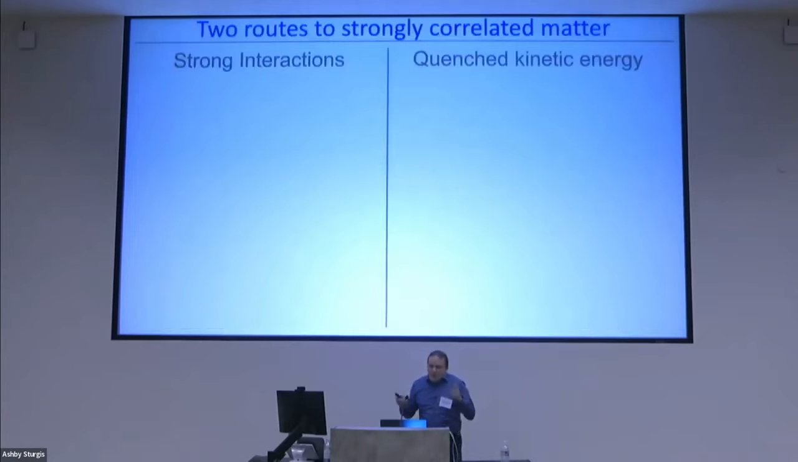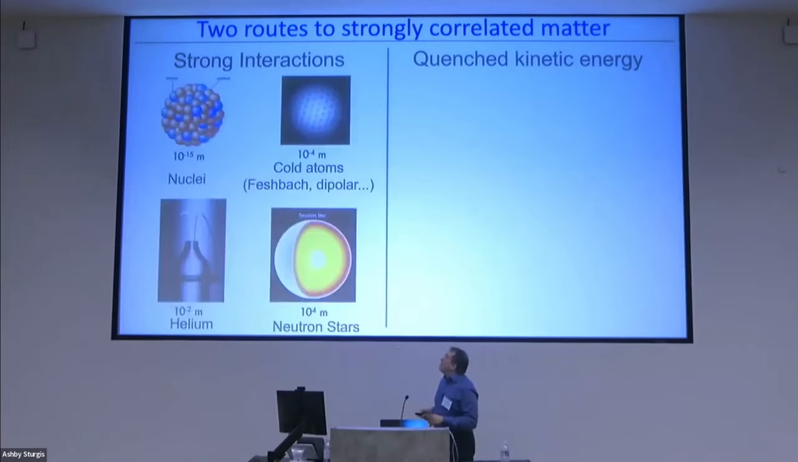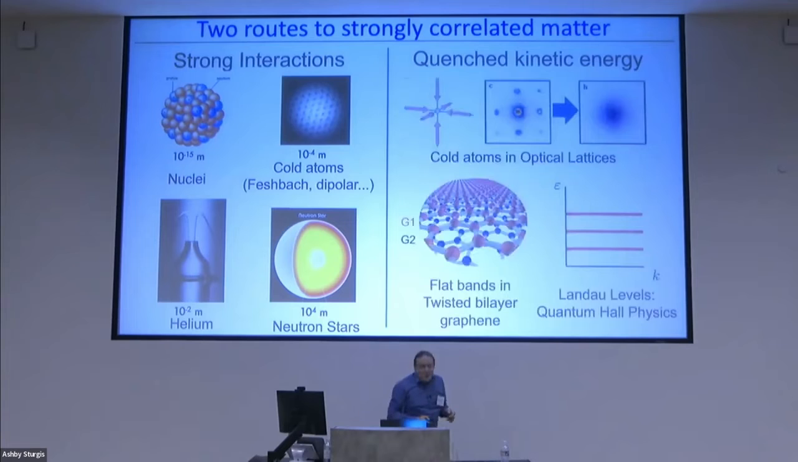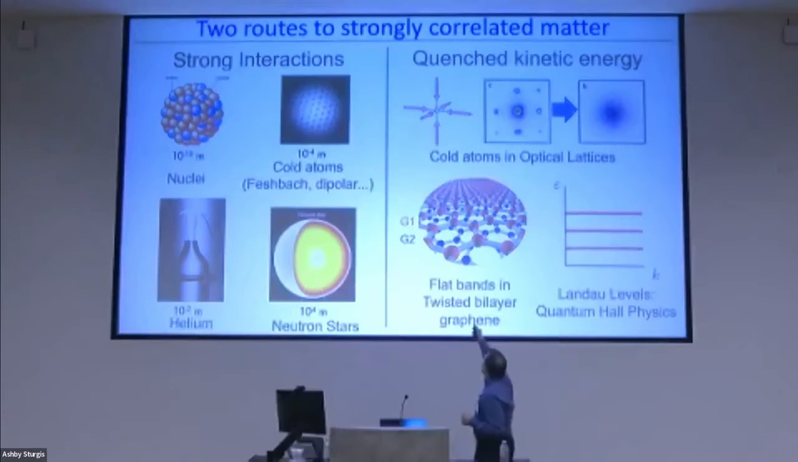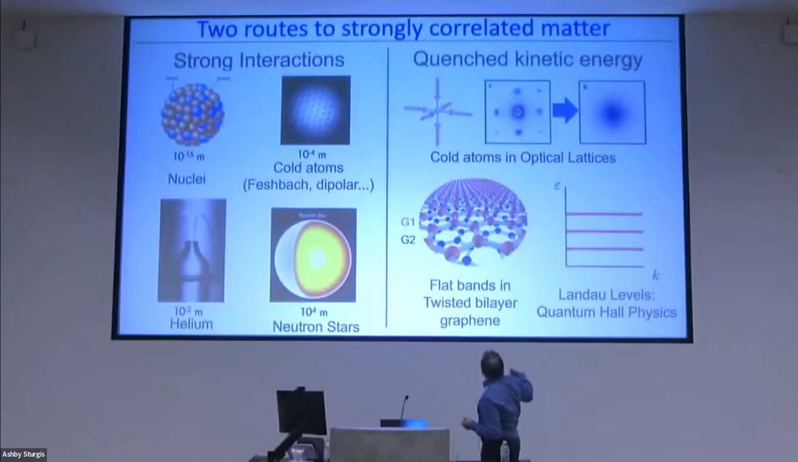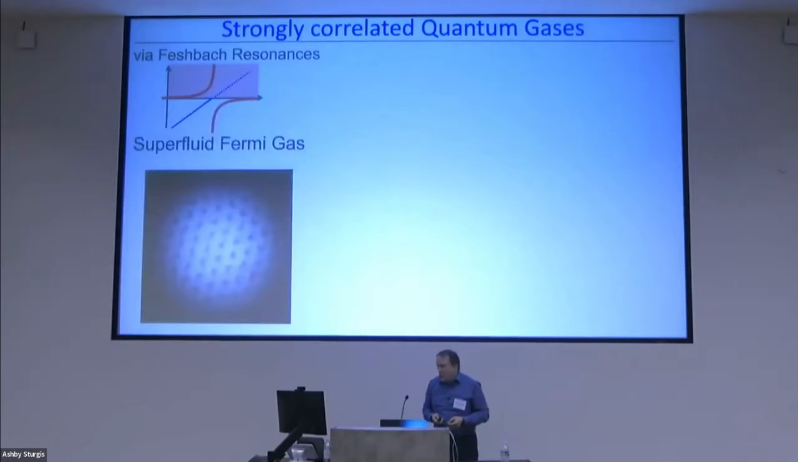First of all, generally there are two ways to get strongly interacting matter. Broadly speaking, you can either have strong interactions and be lucky, for example, using Feshbach resonances in cold atoms, or you happen to be a nucleus. Or you could quench the kinetic energy, and then you enhance the role of interactions. You can do this by going into optical lattices, for example, or you design your band by going to flat bands, as in graphene, or into Landau levels to study quantum Hall physics.